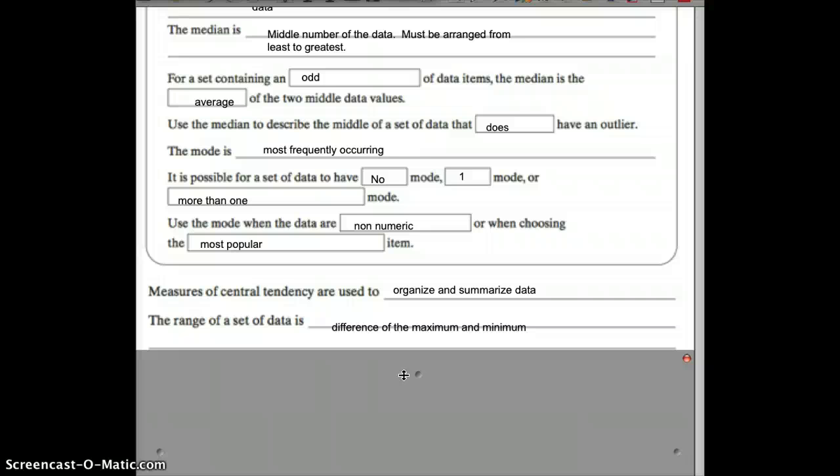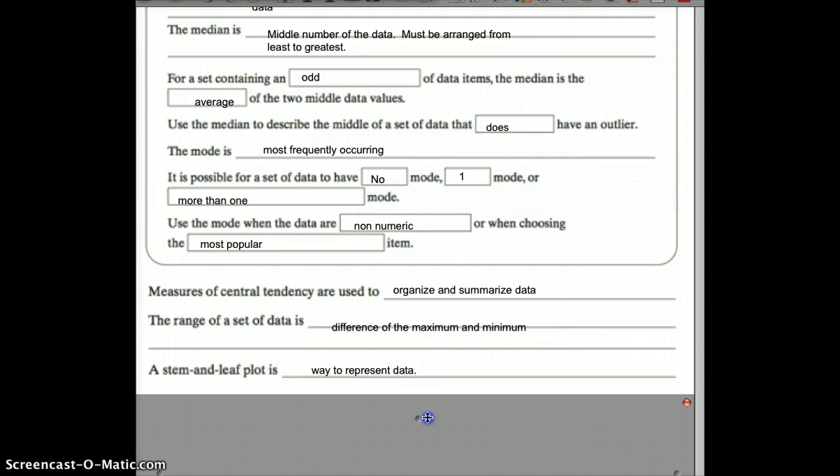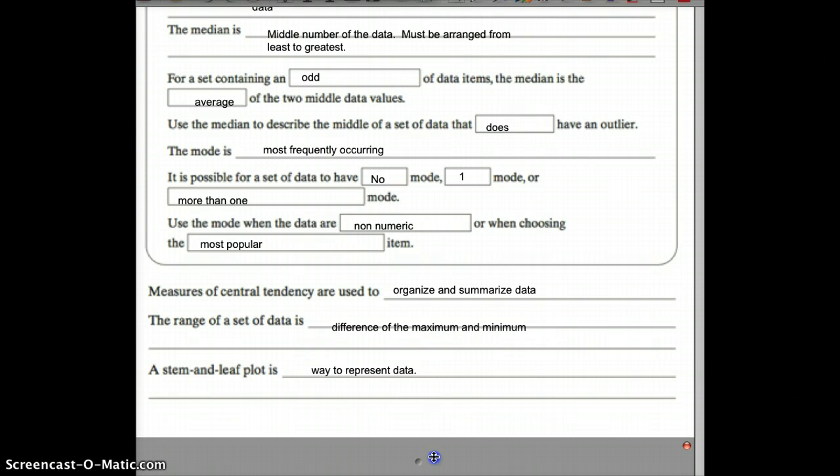So you have to make sure you take the maximum and subtract the minimum from it, and that is your range. So if your numbers ranged from 10 to 90, your range would be 90 minus 10, which is 80. That tells us that the numbers can vary by 80 points. And then a stem and leaf plot is a way to represent data, and I'll show you how to make a stem and leaf plot on the next page.